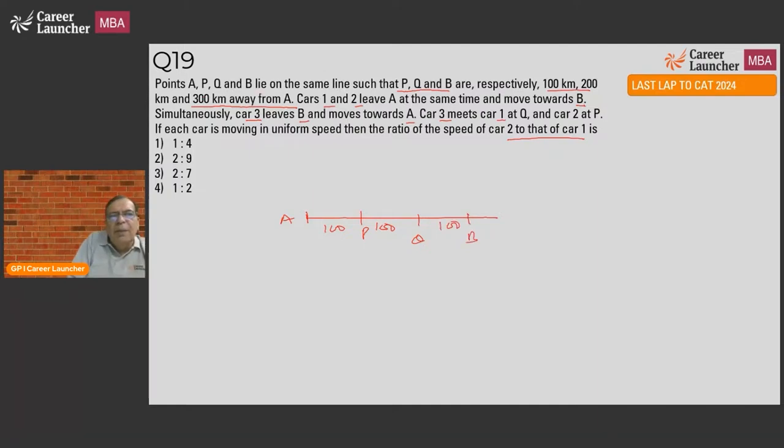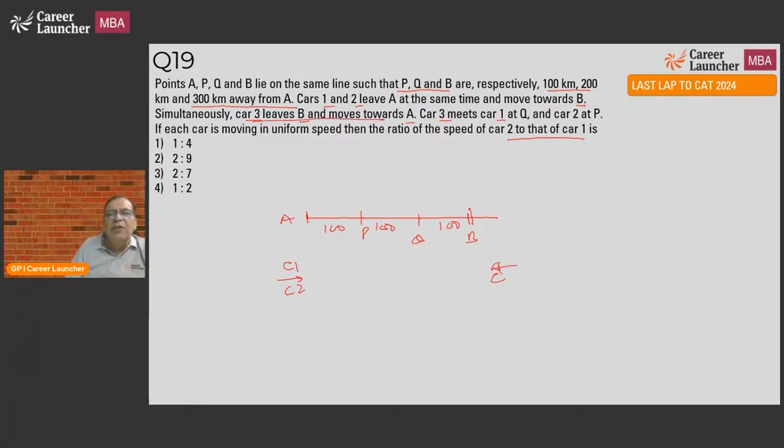Okay. A, P, Q, B lie on a line such that A to P, P to Q, Q to B are each 100. P is 100 from A, Q is 200 from A, and B is 300 from A. Cars 1 and 2 leave A at the same time and move towards B. Car 3 leaves B and moves towards A. So car 3 moves in this direction.